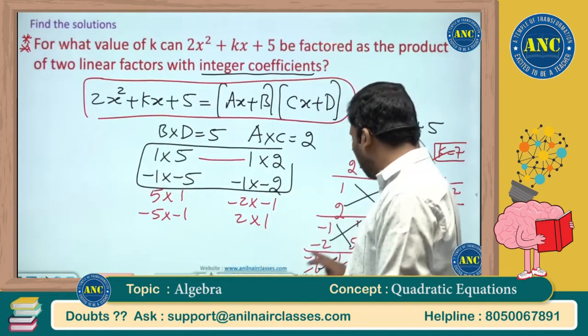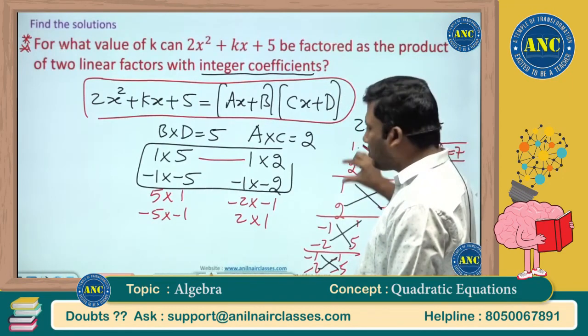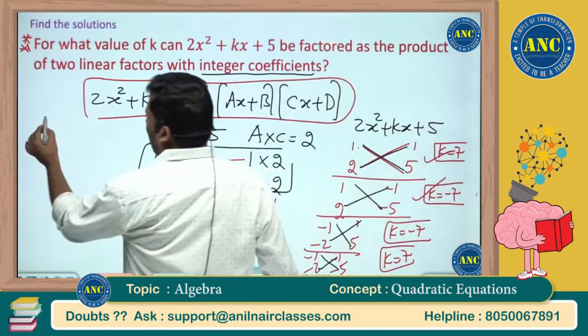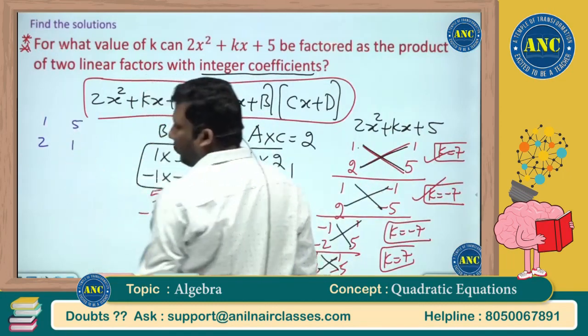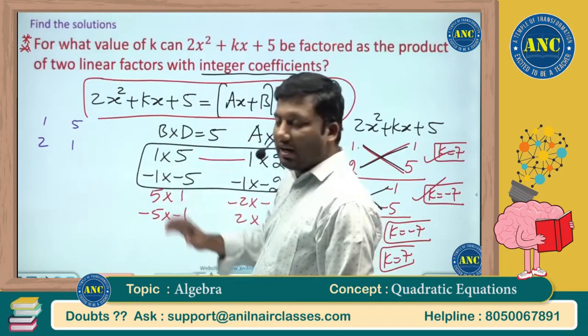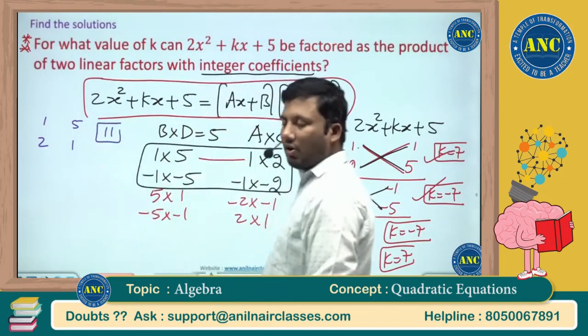Now if you see here, either we have to rotate this one or we have to rotate these 1 and 2. Let 1 and 5, I rotate it. 5 and 1. 5 2s are 10, 10 plus 1, 11. This is another case that is possible. Are you all with me?